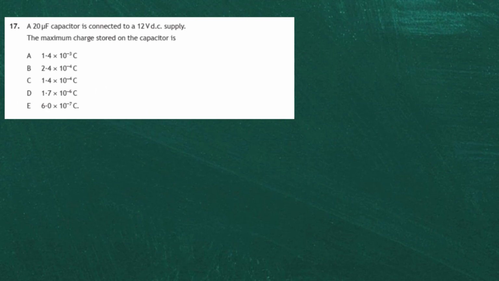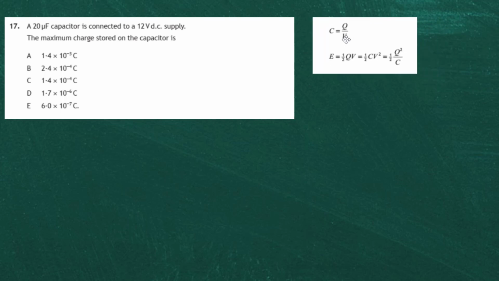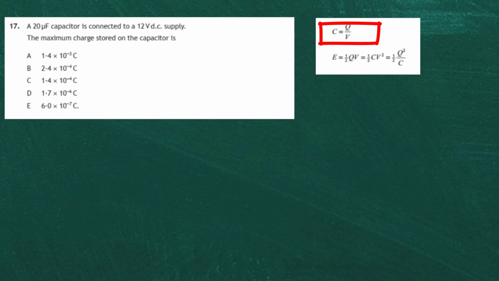Question 17 from Section 1 of the 2017 Higher Physics Examination from the SQA. A 20 microfarad capacitor is connected to a 12 volt DC supply. The maximum charge stored in the capacitor is, and we're given our 5 possible answers. So we're dealing with a capacitor, its value, 20 microfarads, and a voltage across the capacitor, 12 volts DC. Go to your relationship sheet and you can pick up the section dealing with capacitors. You can see the top equation is the one we're going to use because it has capacitance, the charge Q, and the voltage V.